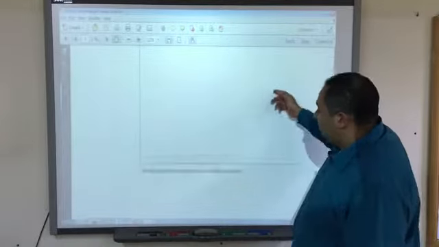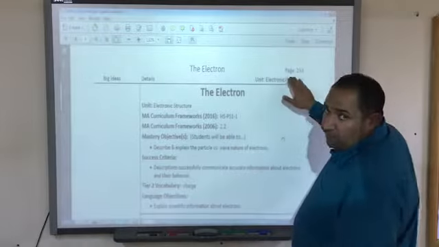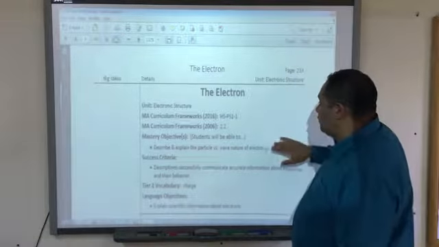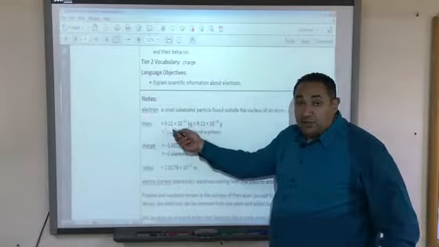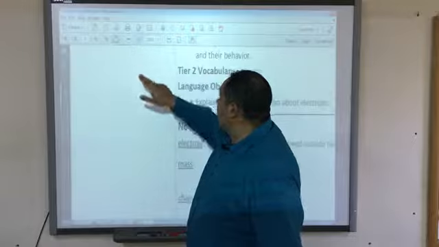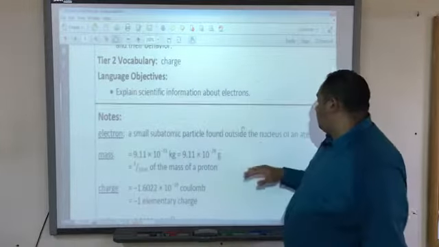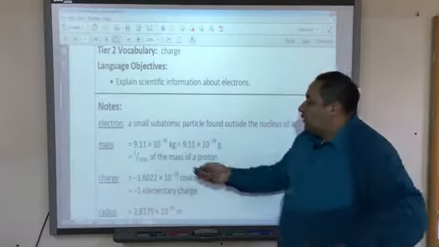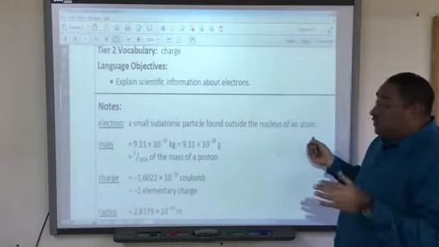So now let's see. You start from page 214, as you see here. Now, the very important definitions we have: electron. Electron is a small subatomic particle found outside the nucleus of an atom.